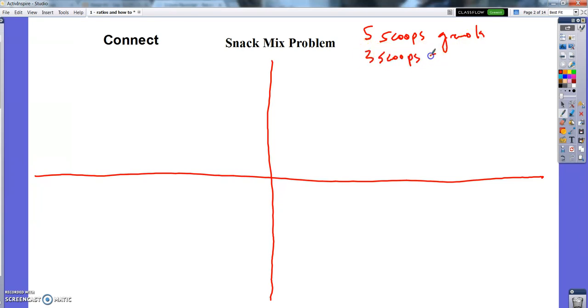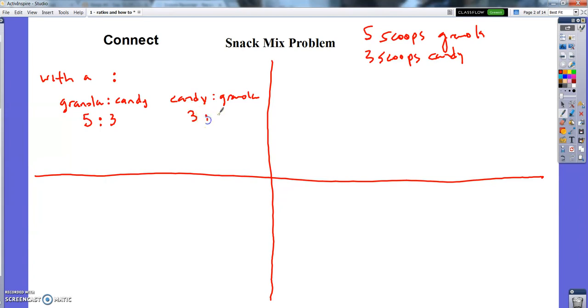Okay. So the first way we represent a ratio is with a colon, a punctuation mark from language arts that looks like that. It's called a colon, right? And I could say that the ratio of granola to candy is 5 to 3. And I could also reverse that and say that the ratio of candy to granola is 3 to 5. It doesn't really matter.